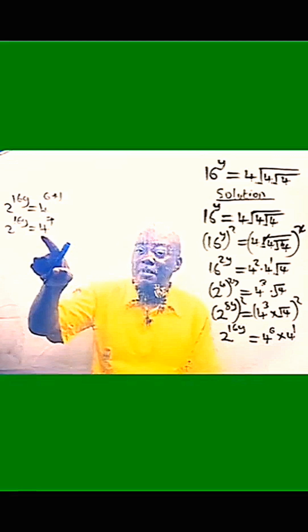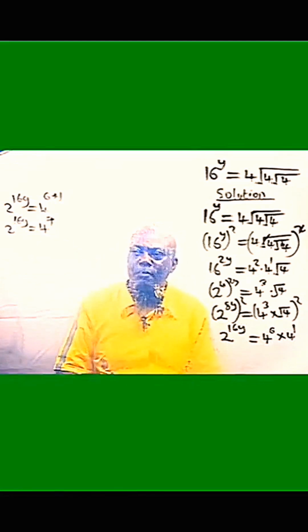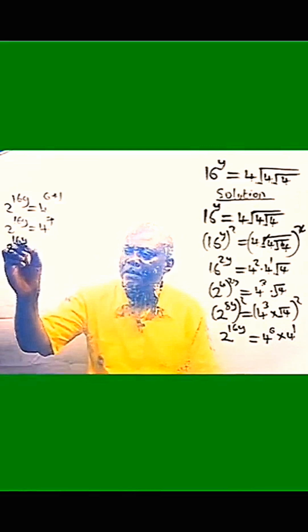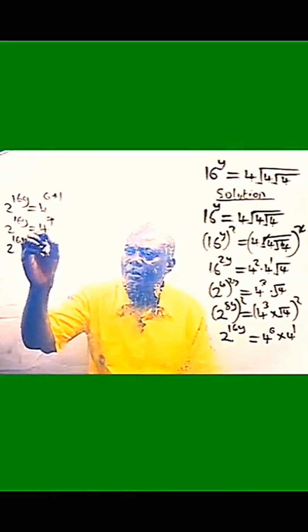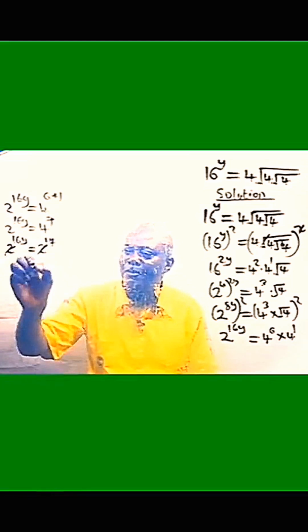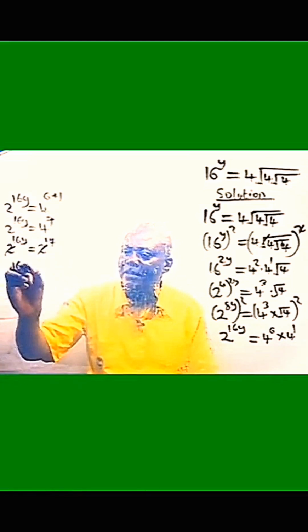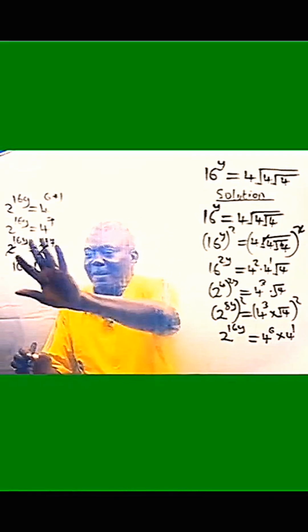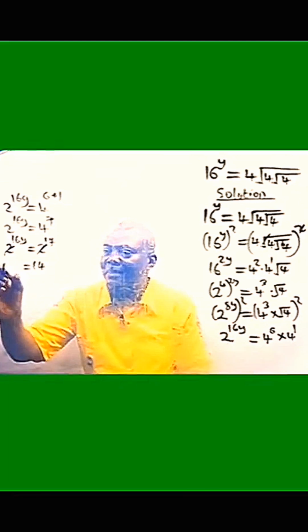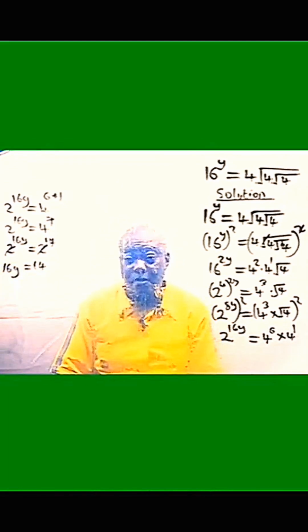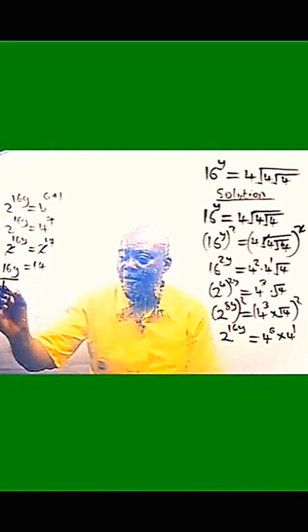So you can still break this 4 to base 2. So 2 to the power 16y will be equals to 2 to the power of 2 times 7, 14. So the base 2 will go. So you have 16y over 14. Remember, we are looking for y. So divide both sides by its coefficient.